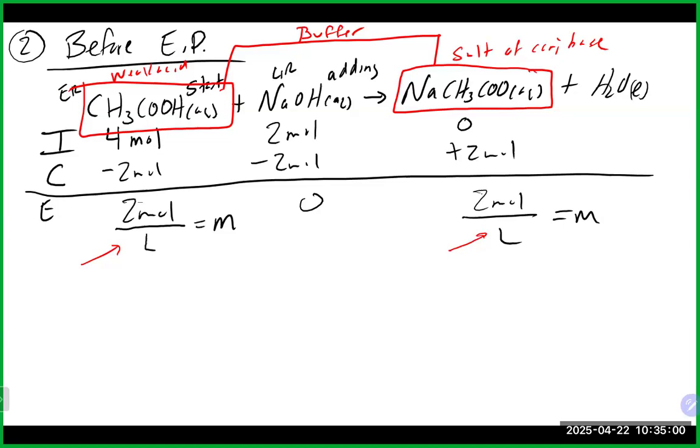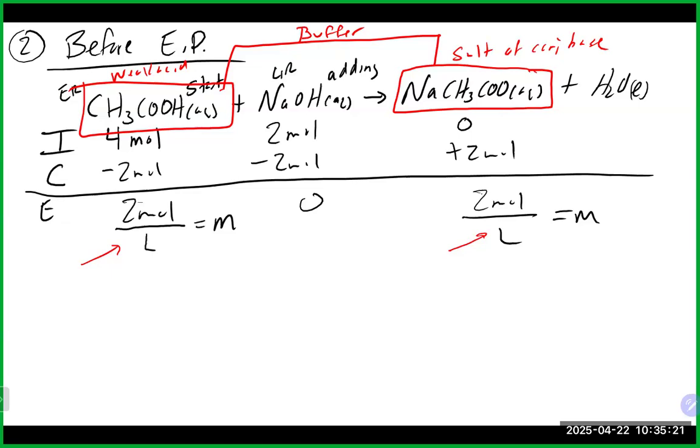So this is like making a buffer in the solution itself. And again, the buffer here is still the acetic acid and the sodium acetate, but essentially the sodium acetate part was made by reacting the acetic acid with that strong base. So this is a way you could actually make a buffer, and you actually do when you're doing a titration.